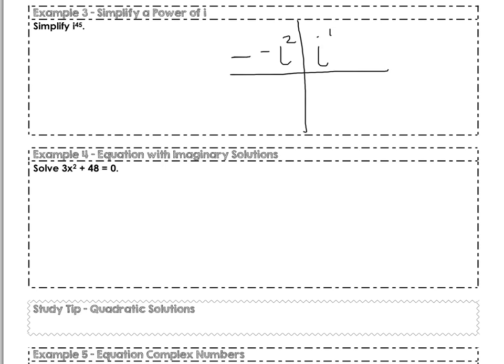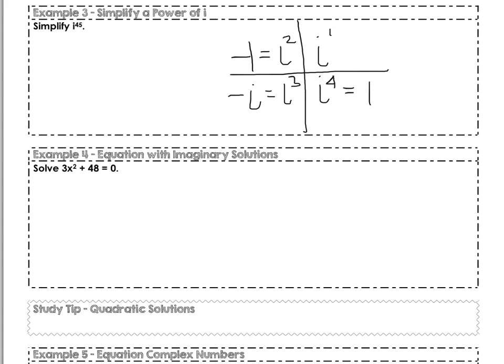which is always going to be equal to negative 1. Things in the third quadrant, i to the third, well, that's just going to be i squared times i, which will get me negative i. And then in our fourth quadrant, that's really going to be i squared times i squared, which is just positive 1.